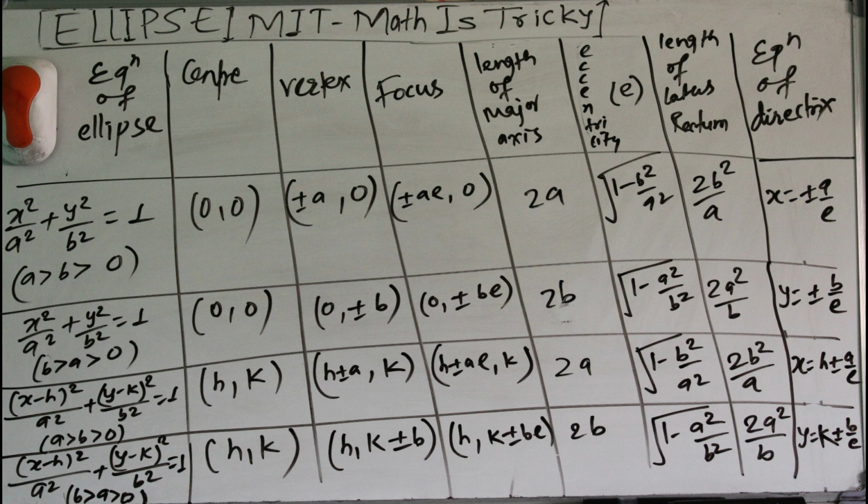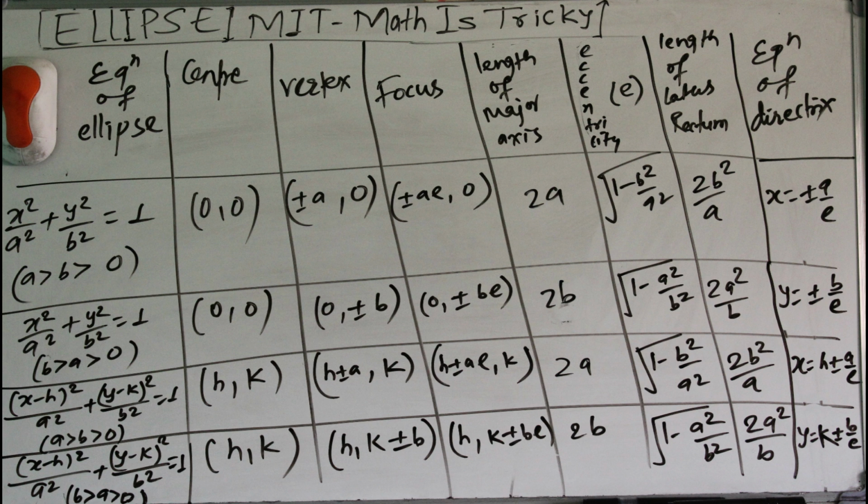Similarly, we can find the results for the ellipse in the form x minus h whole square by a square plus y minus k whole square by b square equals 1, in which b is greater than a is greater than 0. Our center will be h comma k, and the vertex will be h comma k plus minus b. So the focus will be h comma k plus minus be. Length of major axis will be 2b. Eccentricity will be the same as the previous one, so square root of 1 minus a square by b square.